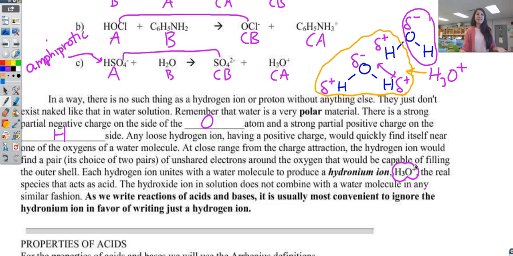And the real species that acts as an acid, we've got our little disclaimer here. It says, as we write reactions of acids and bases, it's usually most convenient to ignore the hydronium ion, and instead of writing hydronium, we simply just write H+ instead.